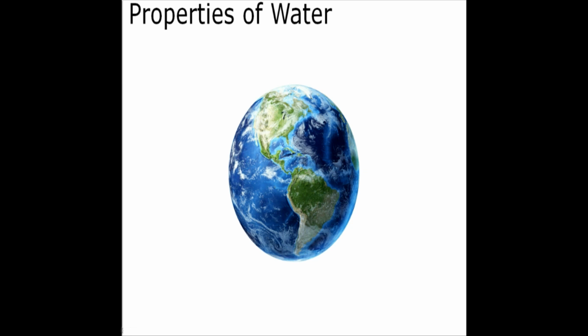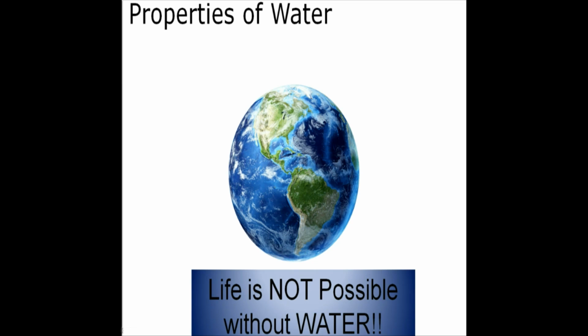So let's move on to properties of water. 3/4 of the earth is surrounded by water. The cell is 70 to 95% water. Life evolved 3 billion years ago in a water-based environment. Life is not possible without water. So let's look into some reasons why water has such a unique set of properties and why life could not survive without water.